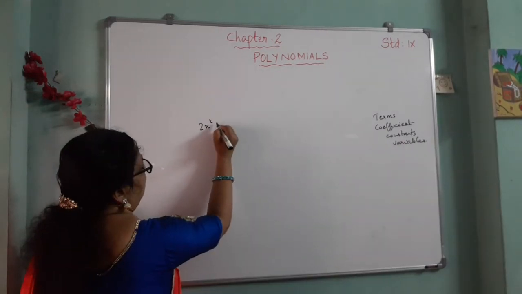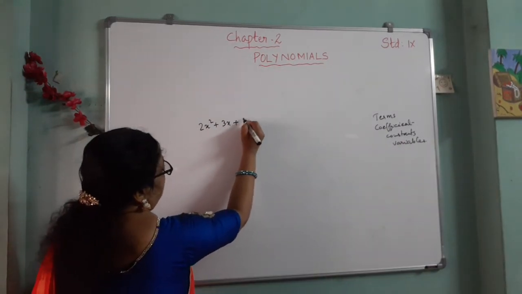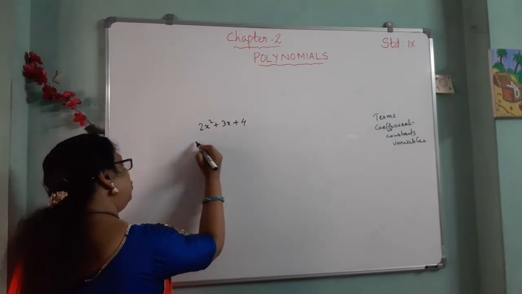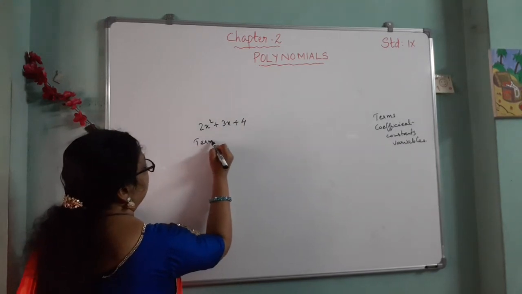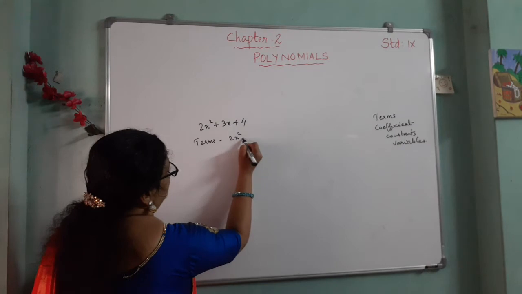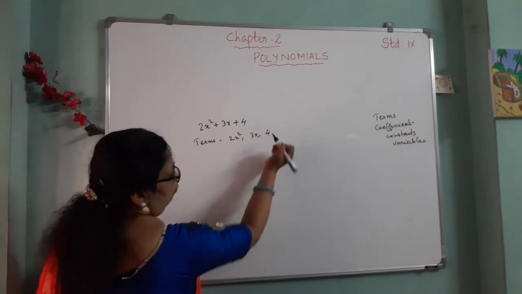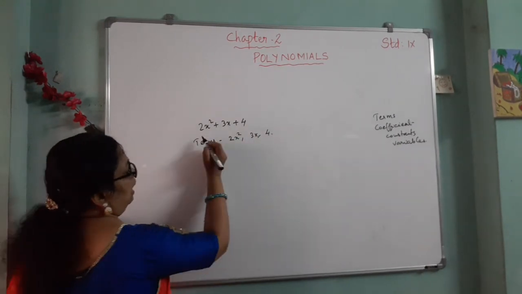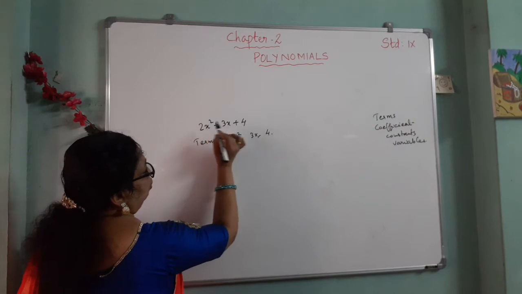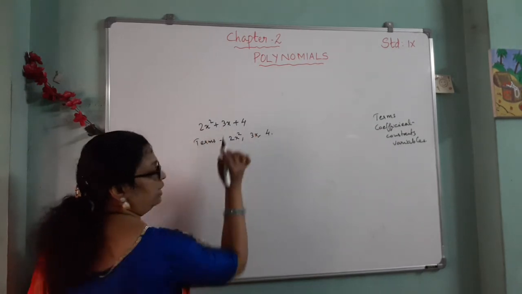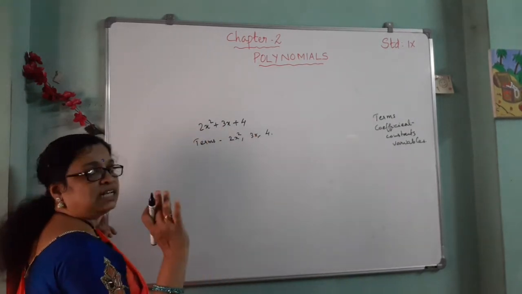Then 2x square plus 3x plus 4. Here we know that the terms are 2x square, 3x and 4. These are the terms. And the power of x here is 2. Here the power of x is 1. X, only x, means x raised to 1.